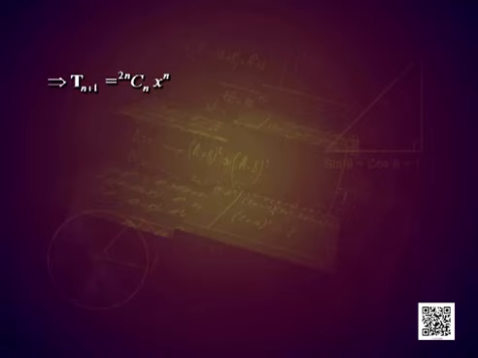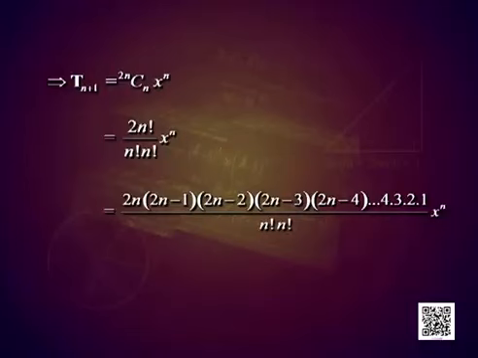Now, if you rewrite 2nCn x to the power n using factorial notation, it turns out to be factorial of 2n divided by n factorial into n factorial, times x to the power n. Since I need to simplify and rewrite this, I can expand 2n factorial. Now, 2n factorial on expansion will become 2n times 2n minus 1 times 2n minus 2, going right up to 4 into 3 into 2 into 1.